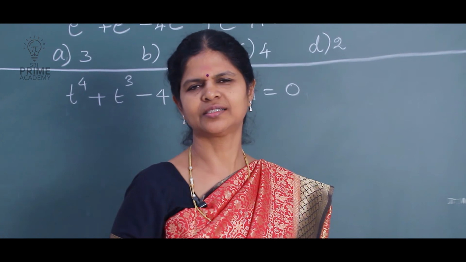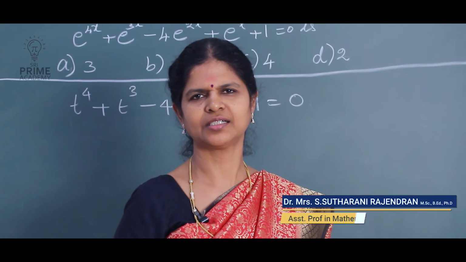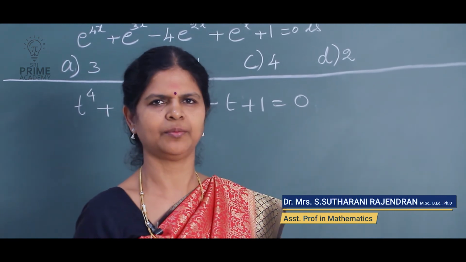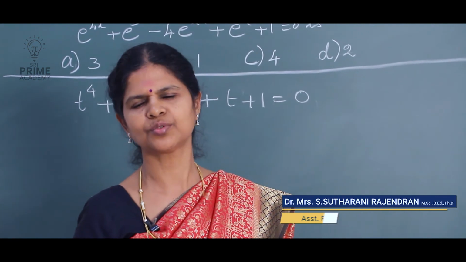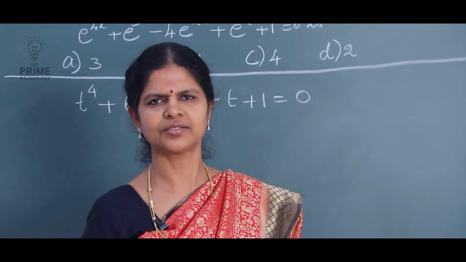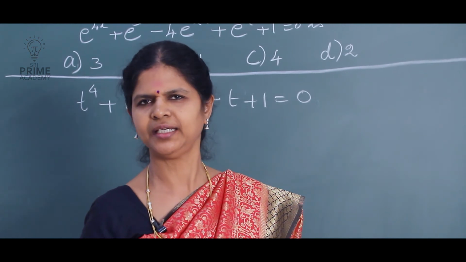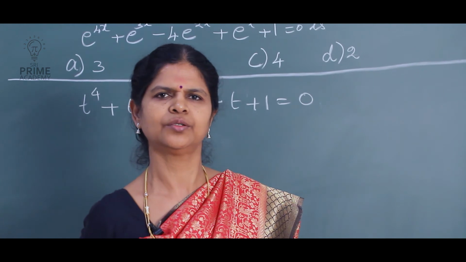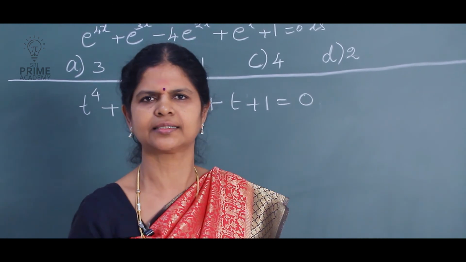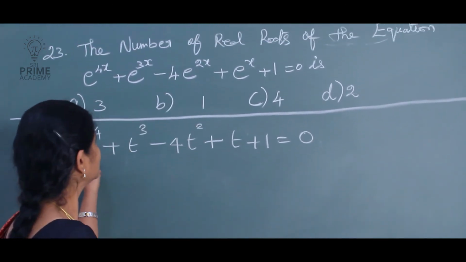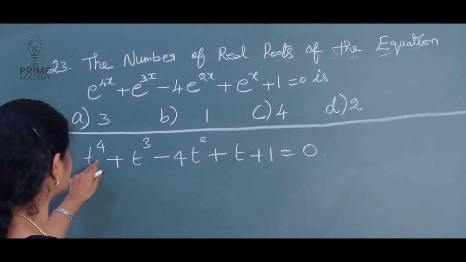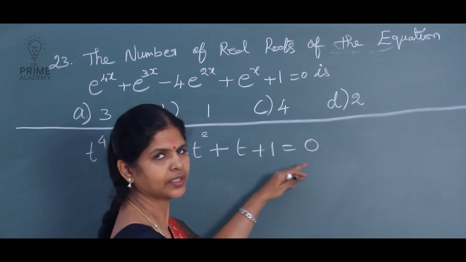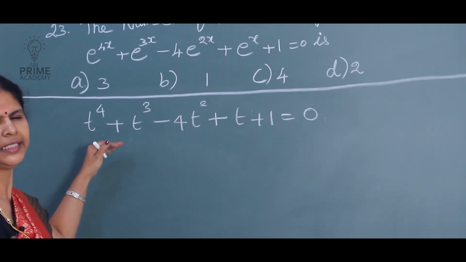So next equation, let us find out the function is given by e power 4x, e power 3x, all those terms combined. You have to find the real roots of this equation. For convenience, let us substitute t equal to e power x. So t is greater than or equal to 0. Okay, it's clear. When you substitute in this equation, it becomes t power 4 minus t cube minus 4t square minus t plus 1. It is a fourth degree equation.